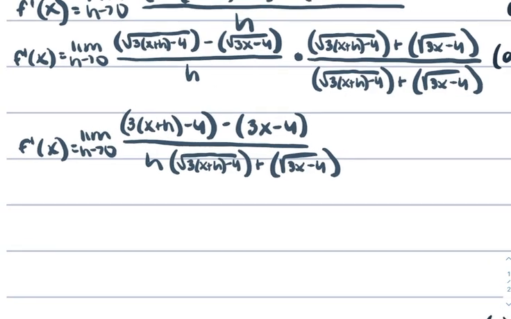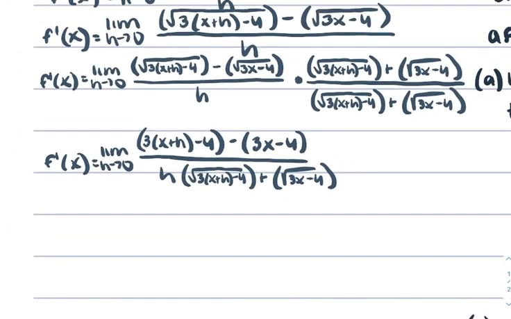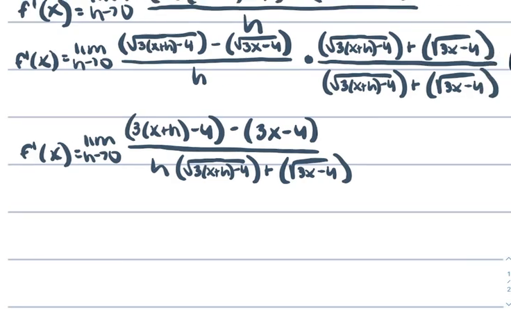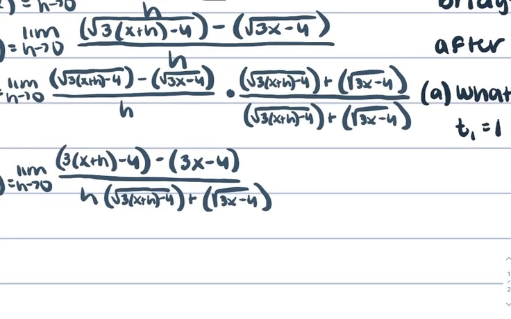Cool. And so now we see the top part is super easy to just simplify out. So that's what we're going to do. So 3x plus 3h minus 4 minus 3x plus 4, because the negative distributes to both the 3x and the negative 4 to get positive 4. And then from here we can see that we can cancel out this 3x minus 3x and this negative 4 plus 4. And that would leave us with 3h.